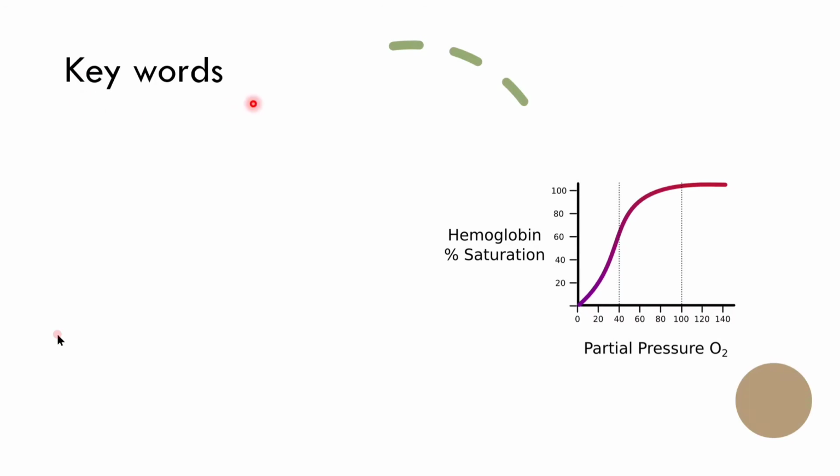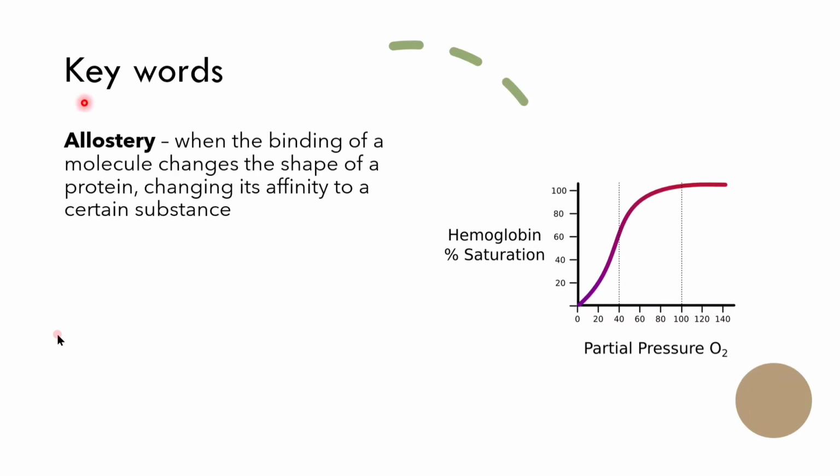So what are the key words that we need to know with that process? So there's allostery. So this is when the binding of a molecule changes the shape of a protein, changing its affinity to a certain substance. So we saw this in the previous slide because hemoglobin shows allosteric properties, because the binding of the first oxygen molecule changes the shape of the protein, opening up the binding sites, changing its affinity to oxygen, because it's more likely to bind with this oxygen, it's more attracted to oxygen, because these binding sites have opened up, it's more likely to bind and collide with the oxygen.